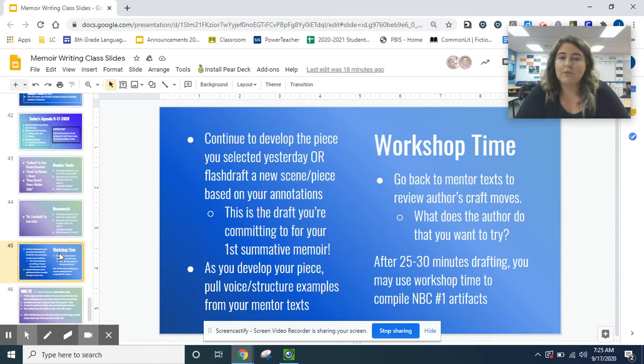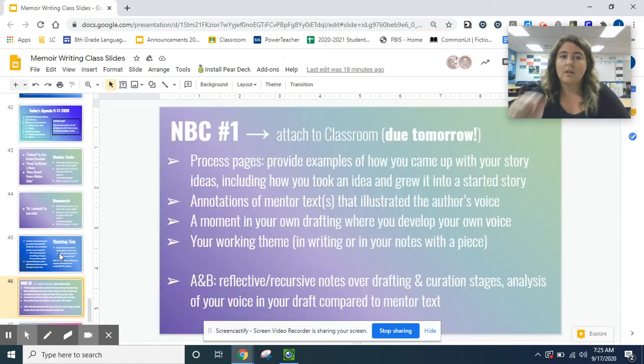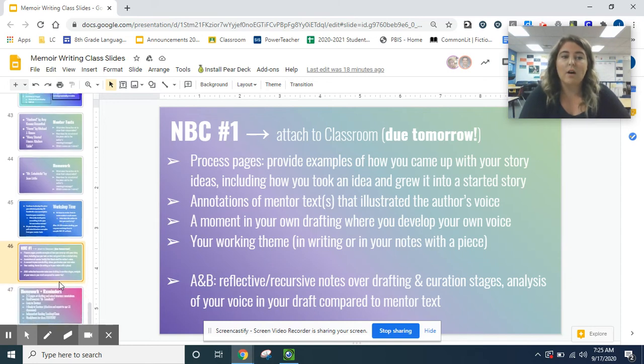I would say then after 25 or 30 minutes, you might want to start thinking about what your notebook check number 1 looks like, right? And so that's the process pages, annotations, drafting where you're starting to develop your own voice, and then your working theme, which we've talked about a little bit, and we'll talk a little bit more about tomorrow. If you have any questions, as always, raise your hand. But as of right now, your job is to go ahead and get to work.